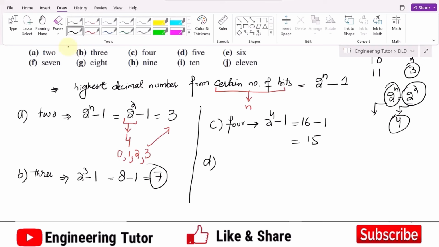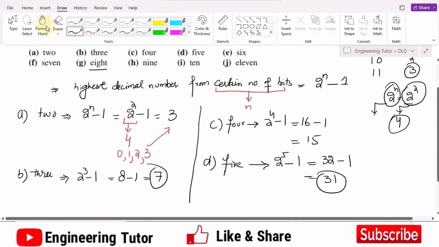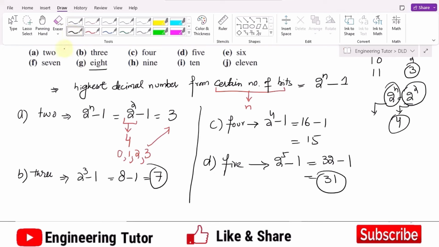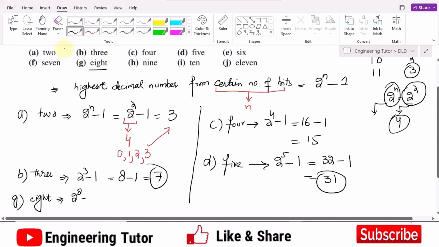Similarly, D, if we have 5, okay, so 2 raised to the power 5 minus 1, so this is 32 minus 1, or it will be 31. Okay, so that is the highest decimal number which can be represented by these 5 bits. Okay, similarly, any combination or any number of bits can be used here. Let me take 8 here. So this is G. So from 8 I will get 2 raised to the power 8 minus 1.